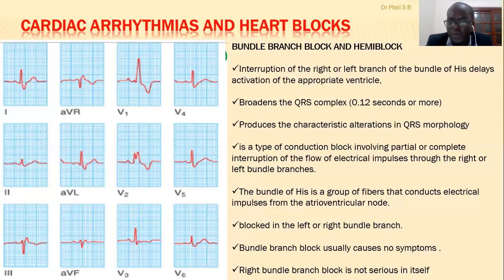So it's a type of conduction block involving partial or complete interruption of the flow of electrical impulses through the right and the left bundle branches. The bundle of His is a group of fibers that conduct electrical impulses from the atrioventricular node to the ventricles. Of course, we know, and then it's blocked in the left or right bundle branches.